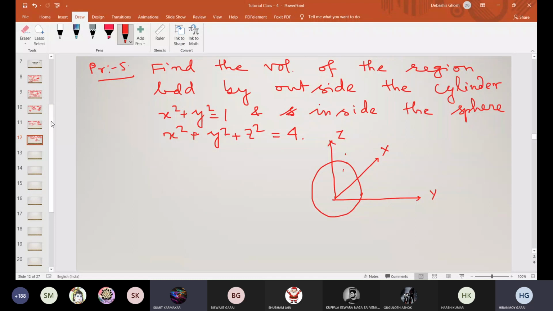So we have the sphere whose base is x square plus y square equals 1. So we can consider here something like that. My drawing is not good.